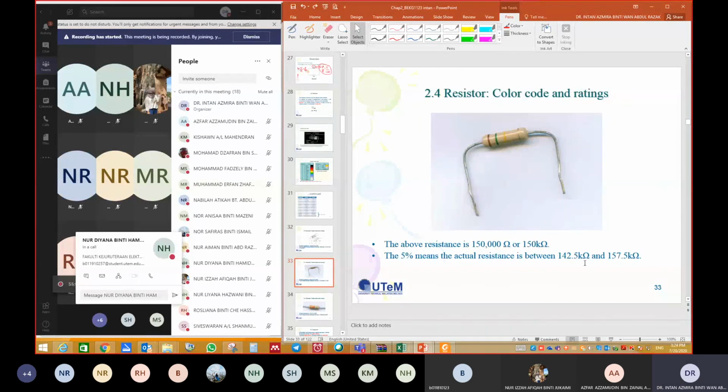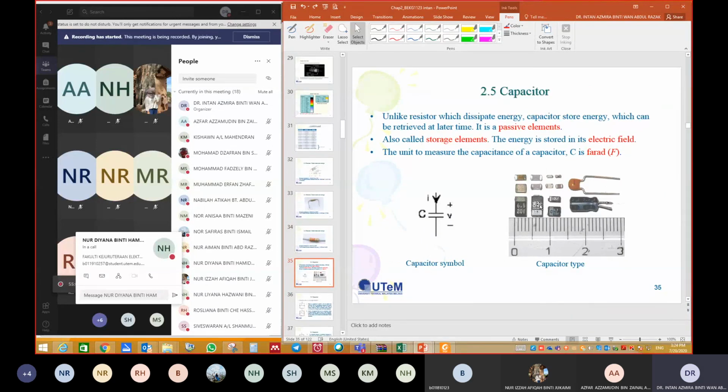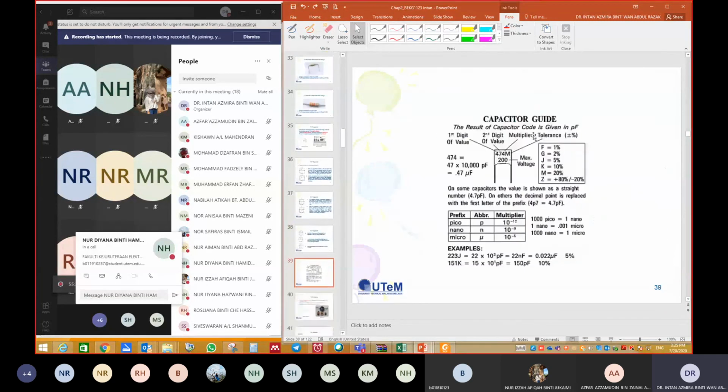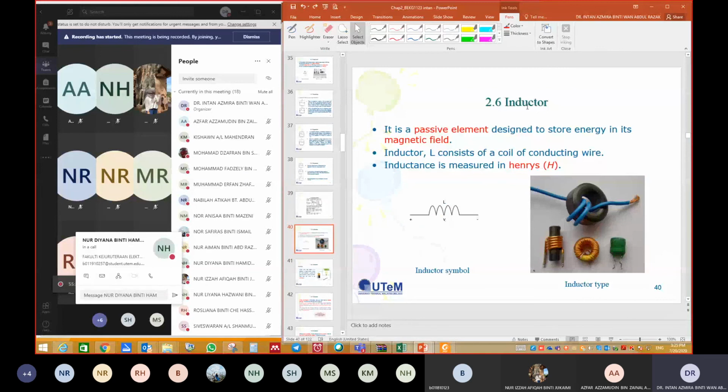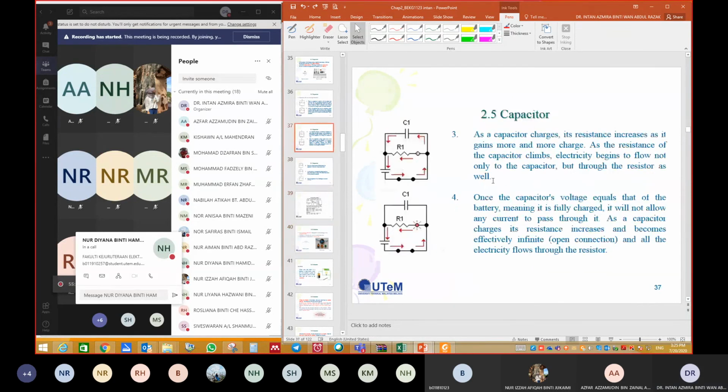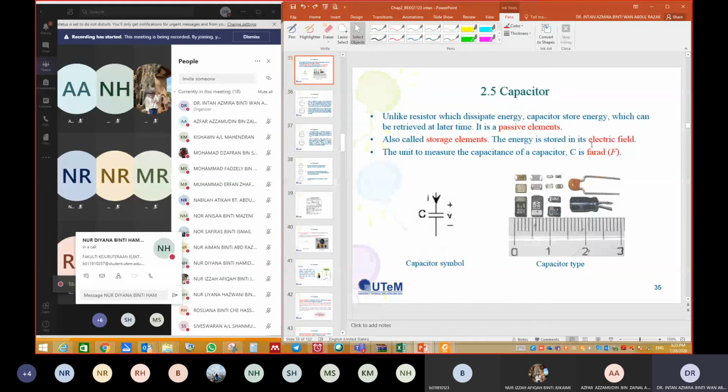Okay, this is another example. And then this is the capacitor. Unlike a resistor, which dissipates or absorbs energy, a capacitor stores energy, which can be retrieved at a later time. It is a passive element also called a storage element. Capacitor and inductor are storage elements, but an inductor stores the energy in its magnetic field, while a capacitor stores the energy in its electric field. The unit for capacitance is farad.